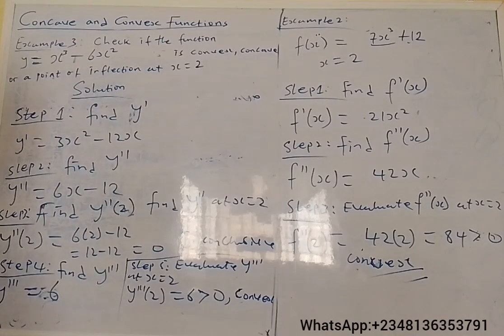We continue to find the higher order derivatives, evaluated at that particular point, until we get a non-zero value. If the value we got is an odd number, whether positive or negative, we say at that point the function is at a point of inflection. But if it is a negative even number, we say the function is concave. If it is a positive even number, we say the function is convex.